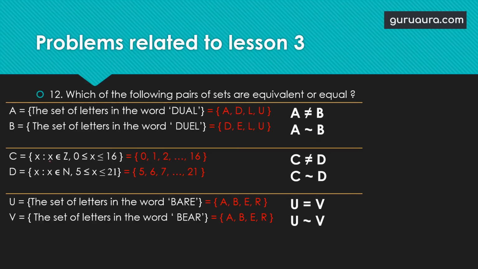Now let's move to the second pair of sets. Set C and set D. Again, they have the same number of elements, but the elements are different. Therefore, set C and set D are equivalent but not equal. Now let's move to the third pair of sets. Set U and set V. Both have the same number of elements, exactly the same elements. Hence, set U and set V are equal and equivalent.